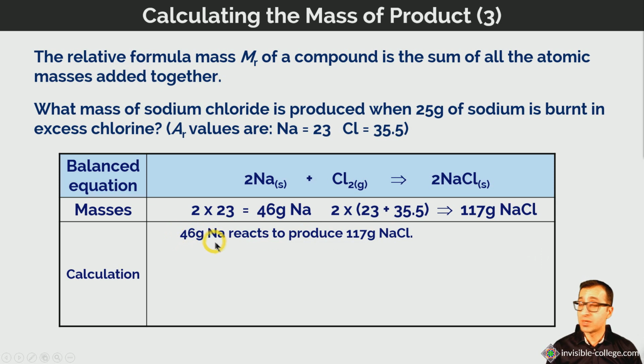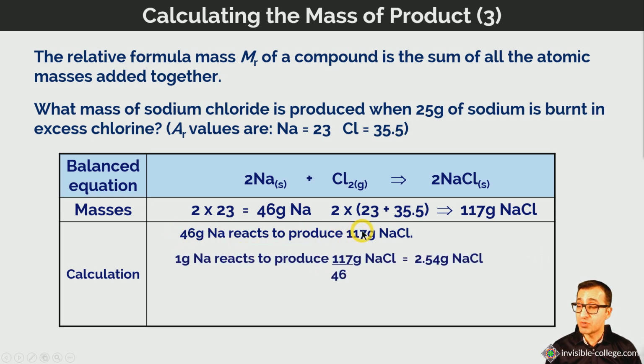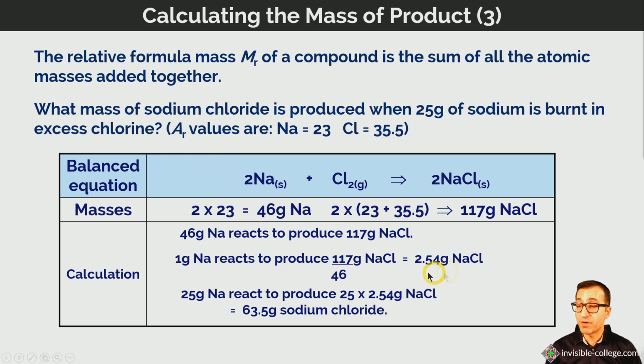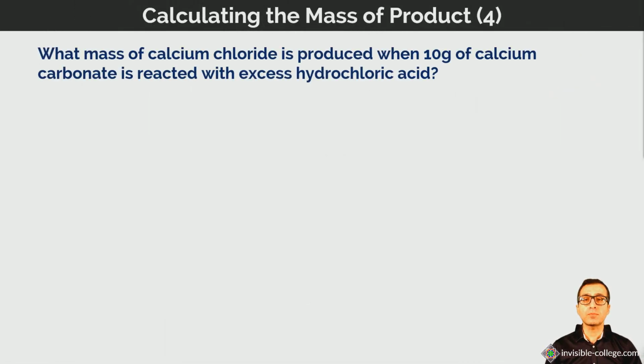Therefore, 1 gram of sodium is going to react to produce 117 divided by 46, which is 2.54 grams of sodium chloride. So if you started with 25 grams of sodium, and we're assuming that you've reacted all of it because you're burning it in excess chlorine, you're going to produce 25 times this number of grams of sodium chloride, which is 63.5 grams of sodium chloride. Let's try one more example before we move on.